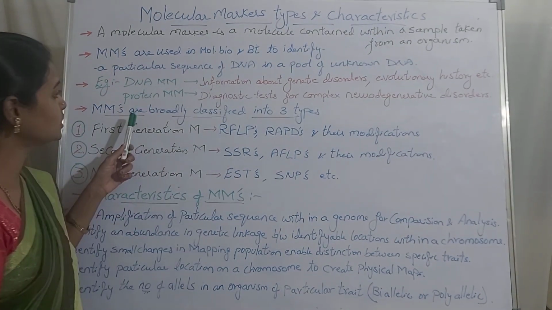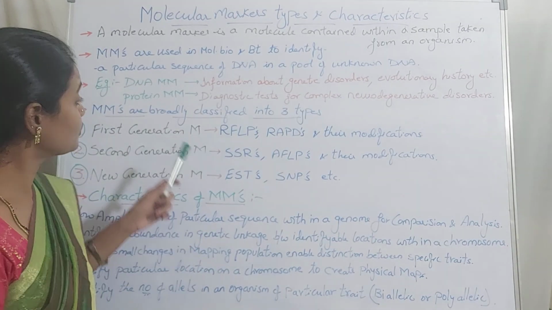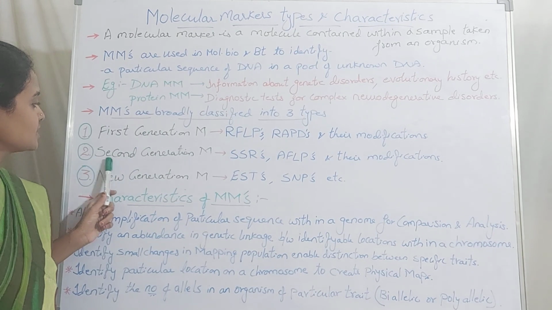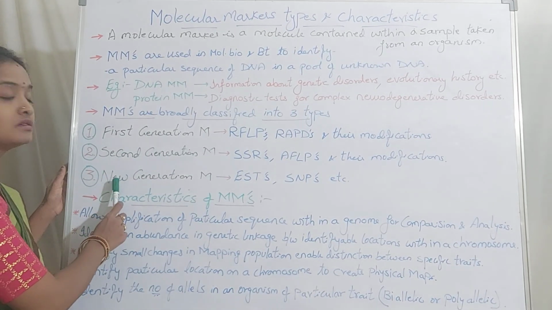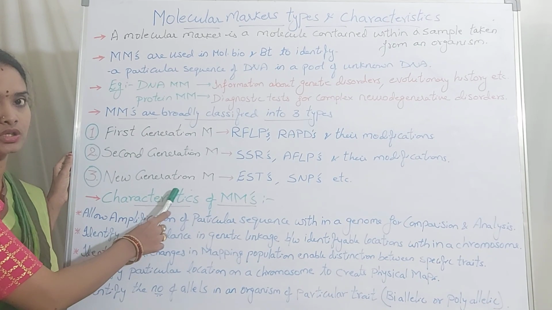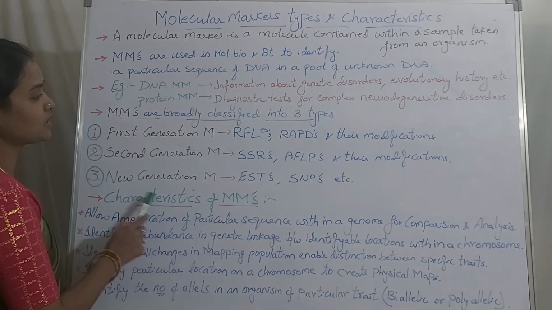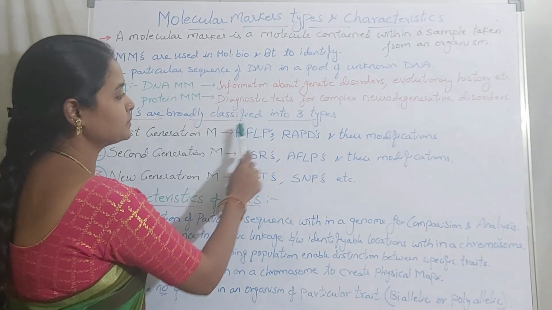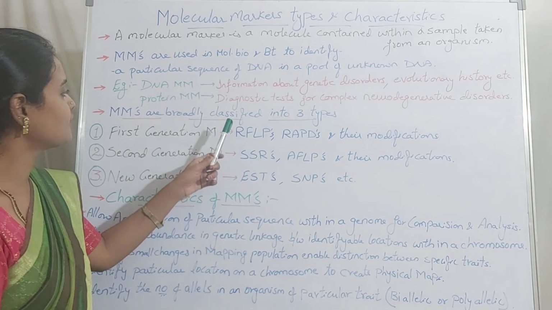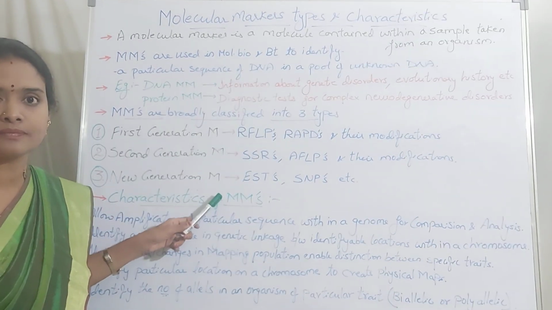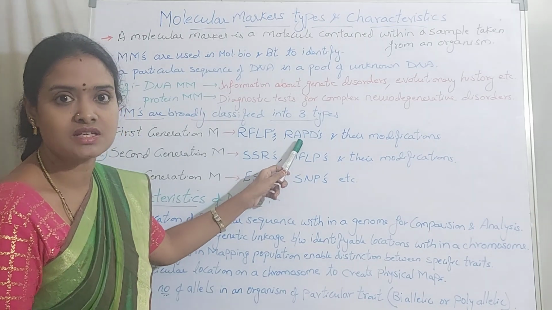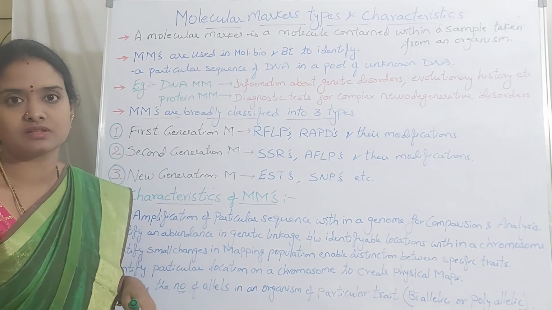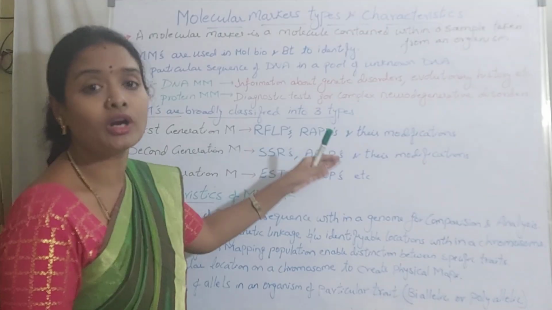So if you come to the types of molecular markers, they are broadly classified into three types. First generation molecular markers, second generation molecular markers and third generation or new generation molecular markers. So all these markers have different names for each marker. All these are examples of markers, but you are referring to them as first generation, second generation, third generation. That is based on their characteristics and functions, they have been differentiated, right? And they have many modified forms also.